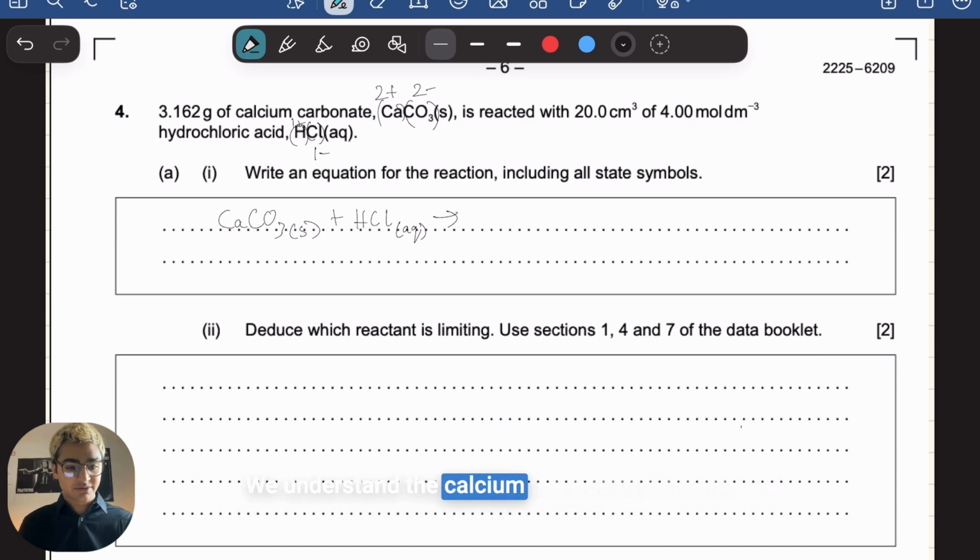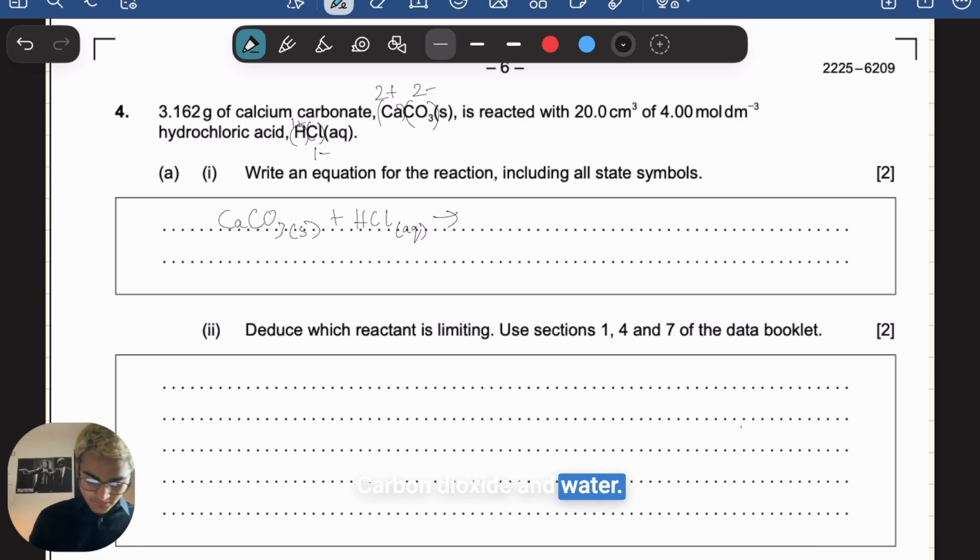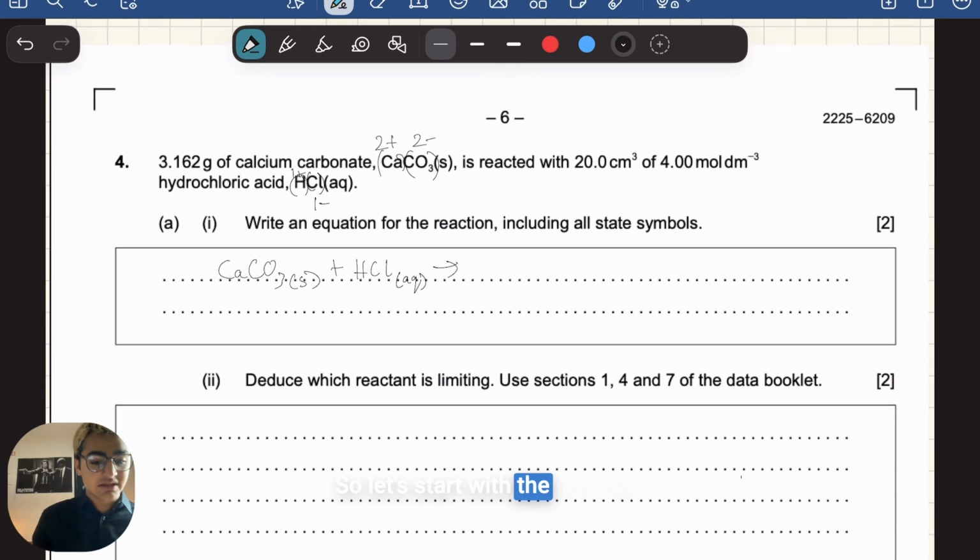We understand that calcium is a positive ion and chloride is a negative ion, carbonate is a negative ion, and hydrogen is a positive ion. So essentially, this is again a memorization. You need to understand certain reactions. So a carbonate reacting with hydrochloric acid always forms a metal chloride, carbon dioxide, and water. So let's start with the chloride.